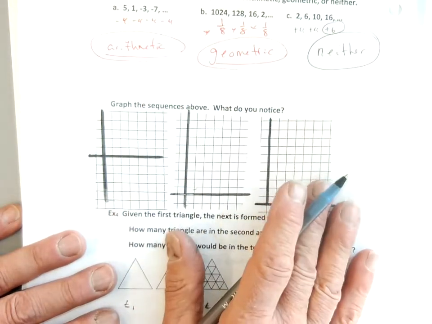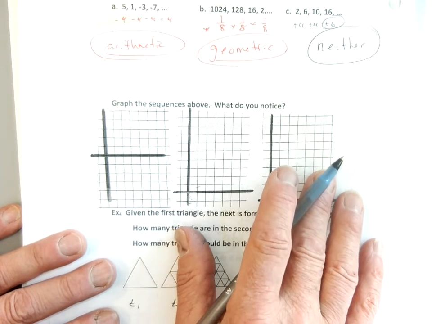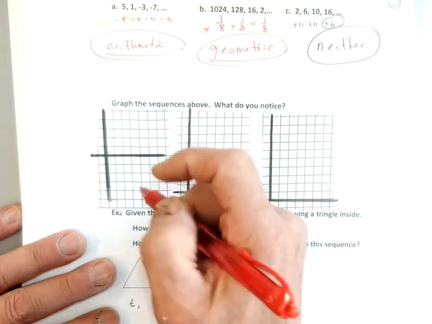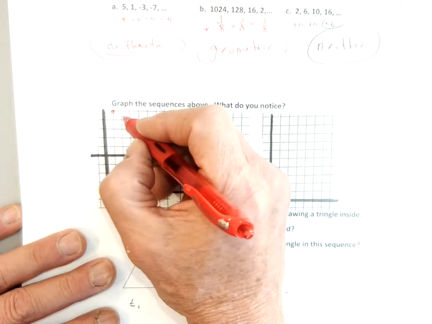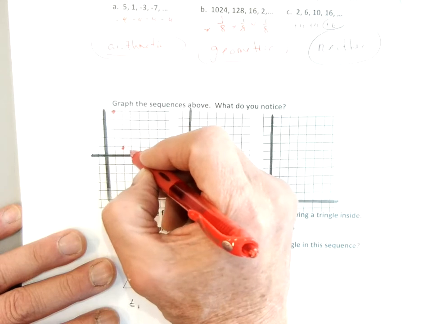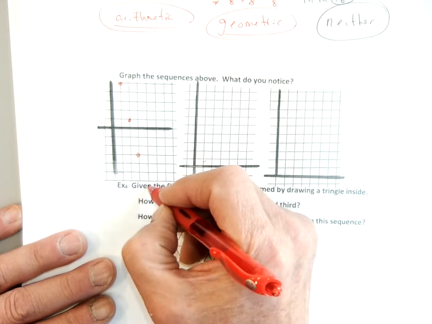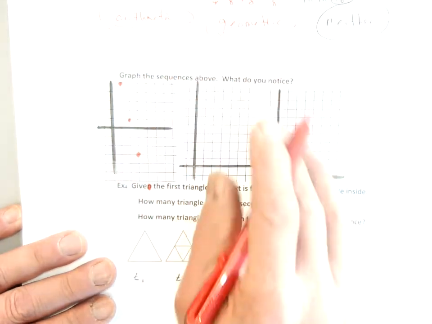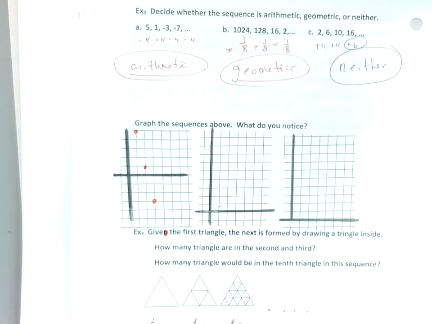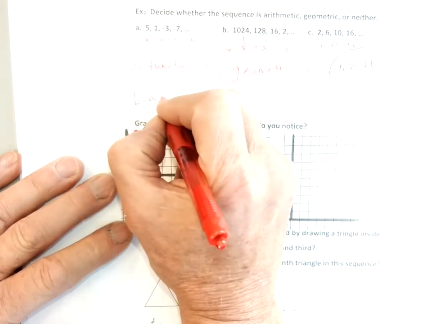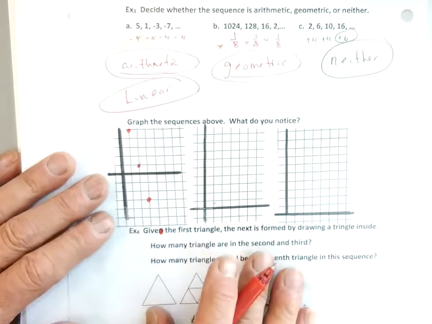All right, let's see if I can do this. I'm going to go 5 is my first term. 1, -3, -7. Okay. What kind of graph is that? Ooh, it's linear because it's straight. You guys agree? Awesome, it's linear. It's also arithmetic. We knew that. So linear and arithmetic go together, right?